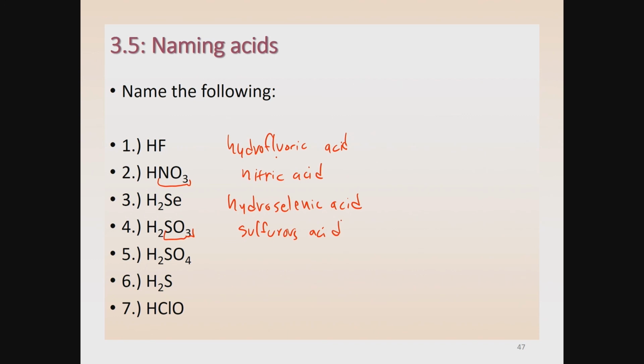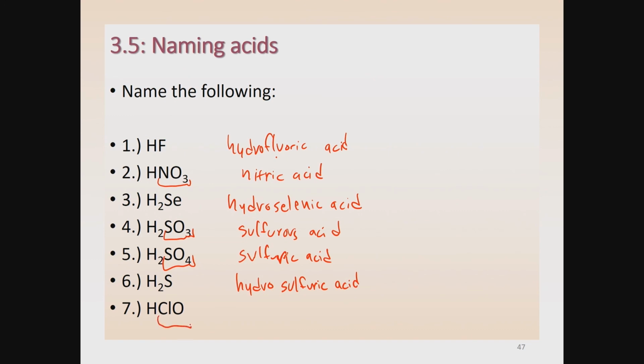The next one is an oxyacid. The anion is sulfate, it's ate, so you have to change ate to ic, so it's sulfuric acid. Now, the next one, is that an oxyacid? No, because there's no oxygen there. In fact, there are only two elements there, hydrogen and sulfur. So this is going to require the binary acid naming rule. It's going to be hydro, and then there's sulfur there. So it's hydrosulfuric acid.